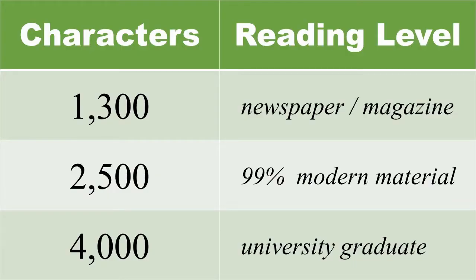Estimates vary, but it's generally agreed that about 1,300 characters are necessary to read a Chinese newspaper or magazine article, and 2,500 characters will enable you to read 99% of modern written material. An educated Chinese is believed to know about 4,000 characters. Don't be fooled by that seemingly low number. With 4,000 characters, one can create tens of thousands of discrete expressions, just as in any other language.